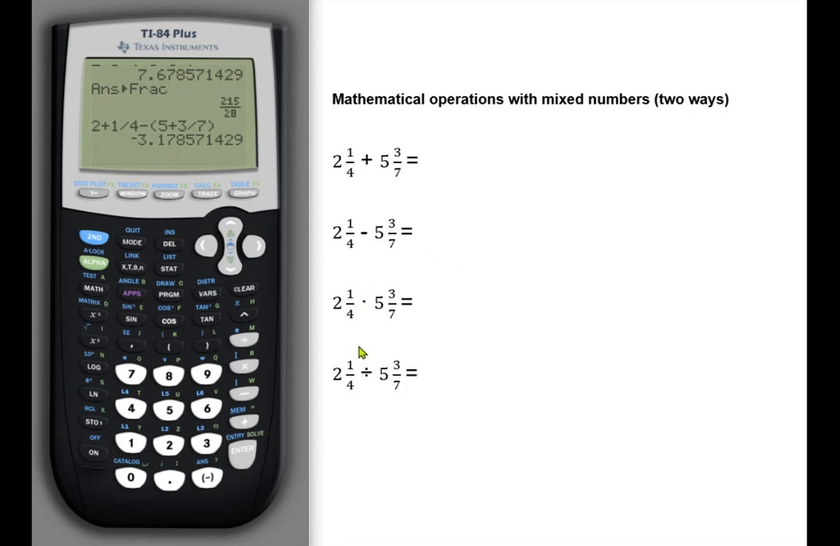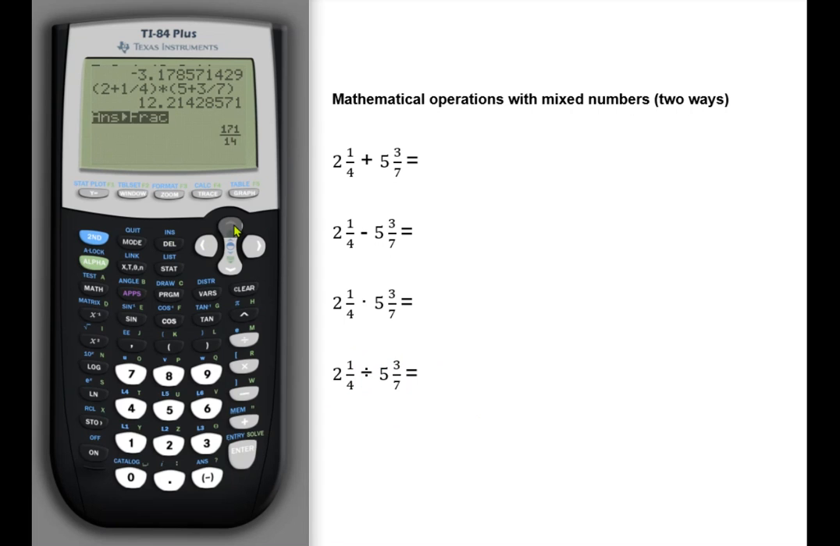For multiplication and for division, you would have to put both mixed numbers into parentheses. So open parenthesis and enter 2 plus 1 over 4, close parenthesis, times, and then again, open parenthesis, 5 plus 3/7, close parenthesis, and hit enter. You can always convert this decimal number into fraction or into mixed number. We can do the same thing for division. So you have to put both mixed numbers into parentheses.